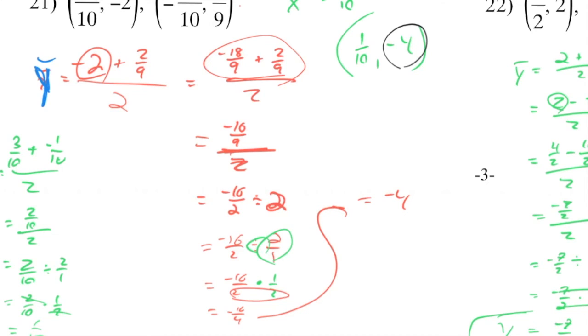This somehow went from ninths to halves. I don't know why. So this should be ninths here, ninths and ninths and ninths. And then the 2 and the 16 cancel and you get 8. So you get negative 8 ninths. Cool. All right, let's go from there.